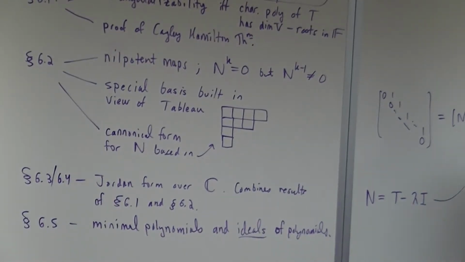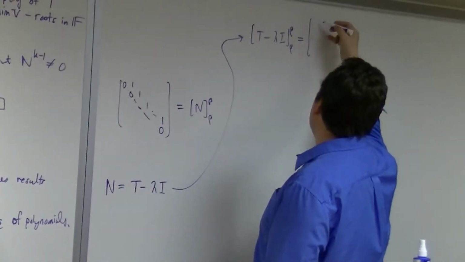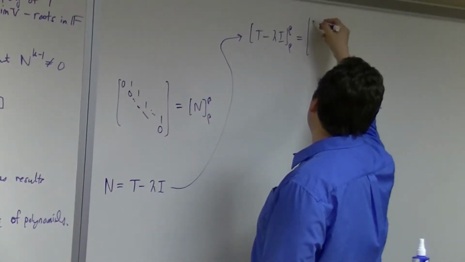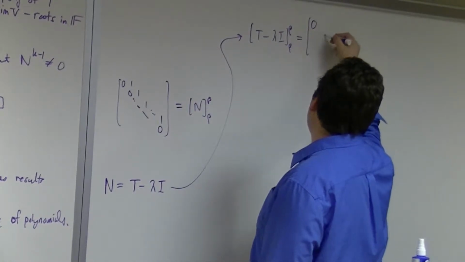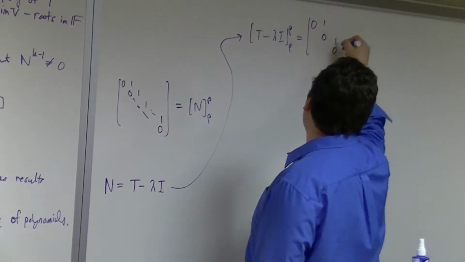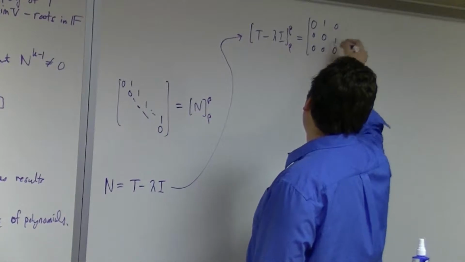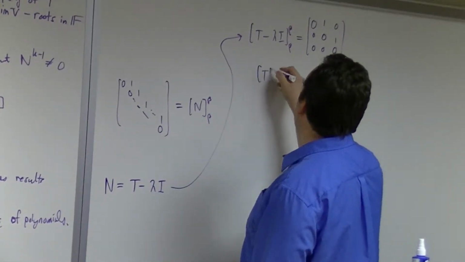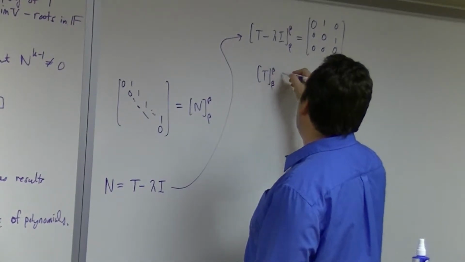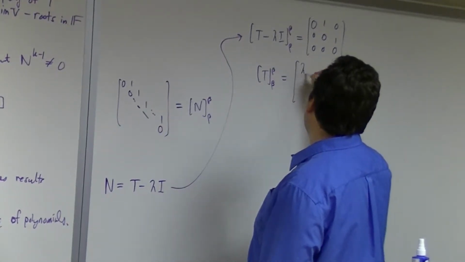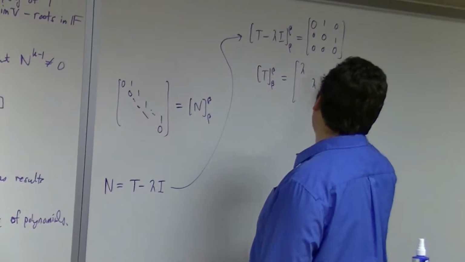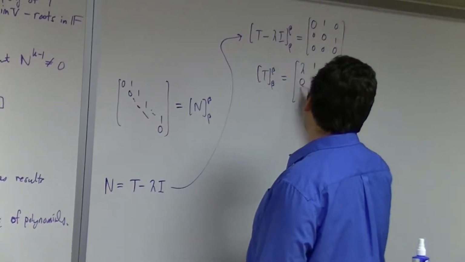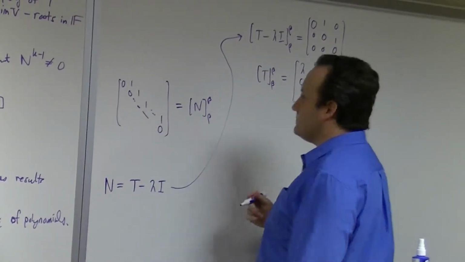Anyway, okay, so let's just take the case of 2 by 2, okay? So 3 by 3, how about that? 0, 0, and then 1 and 1. If it was, say, 3-dimensional, it would look like that. But then, what does that mean? That means that the matrix of T with respect to beta will look like lambda, lambda, lambda, 1, 1, 0, 0, 0, 0, for example.